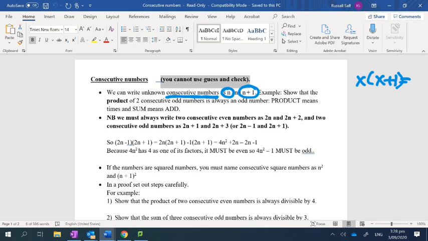What if it was the sum of 2 consecutive numbers? It'd be x plus x plus 1. Okay? Sum means add. Product means multiply. But be careful. Even numbers have to be written as 2n and 2n plus 2. Odd ones as 2n plus 1 and 2n plus 3. Okay? All right. Let me just stop it there.